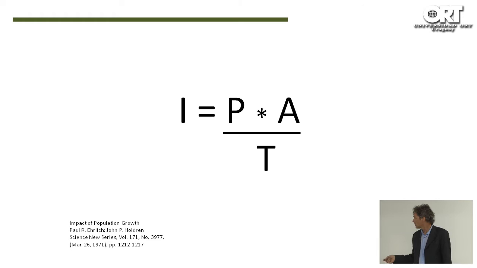But what happens is, this is an equation of Ehrlich and Holdren that says the impact that we have in the world is the number of people, the population, times the consumption they have, divided by a technological factor. The first two will be clear. The third one, we cannot deny that we produce nowadays more efficiently than 100 years ago. The light bulb of today uses less energy than 100 years ago. So that reduces the impact.